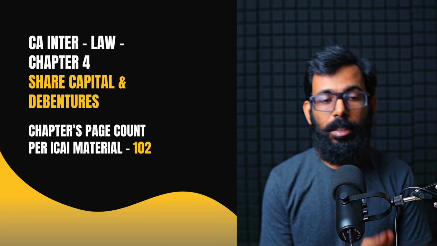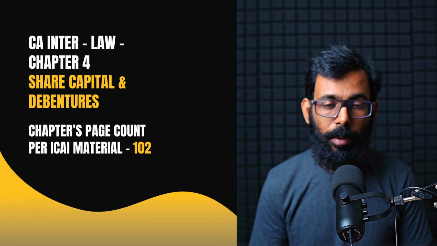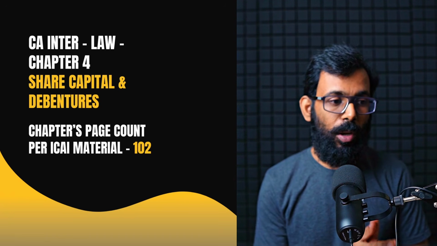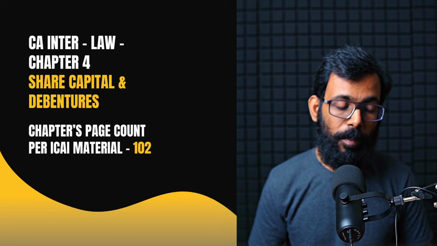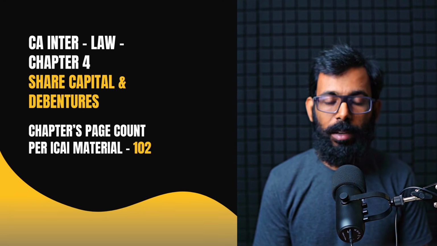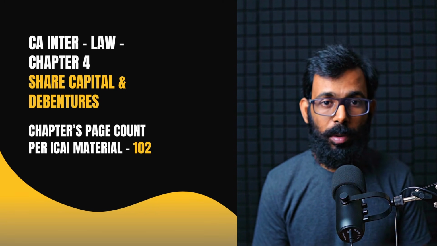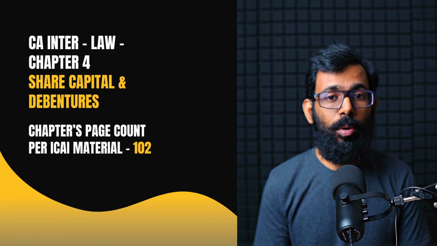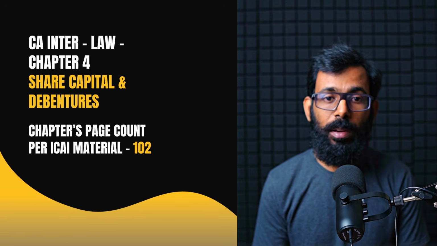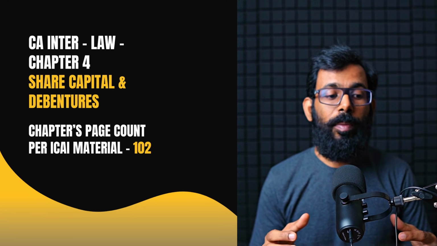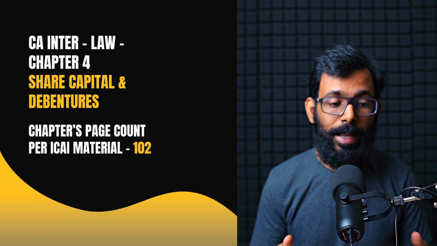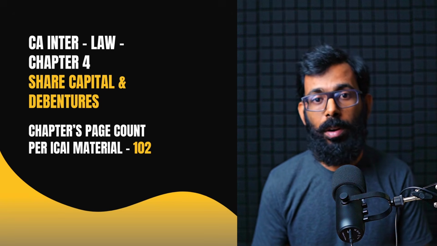If you see CA Inter syllabus law paper chapter 4, which talks about share capital and debentures, if you open the PDF of that file or if you open the chapter on your study material, you will see the total number of pages for that chapter is 102. Now, the huge number of 100 itself is visually intimidating for a lot of you.